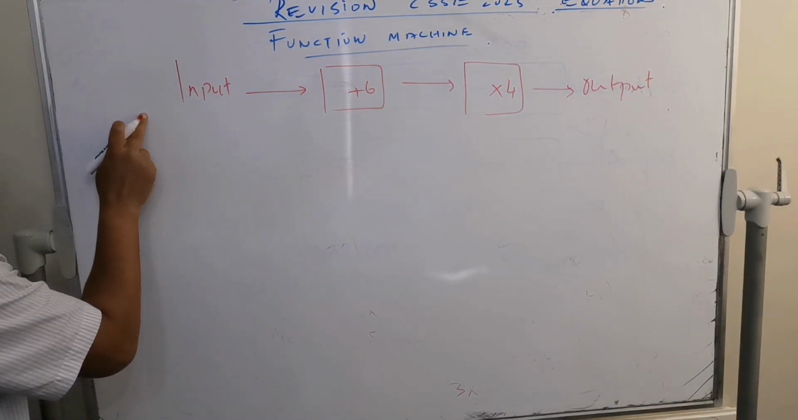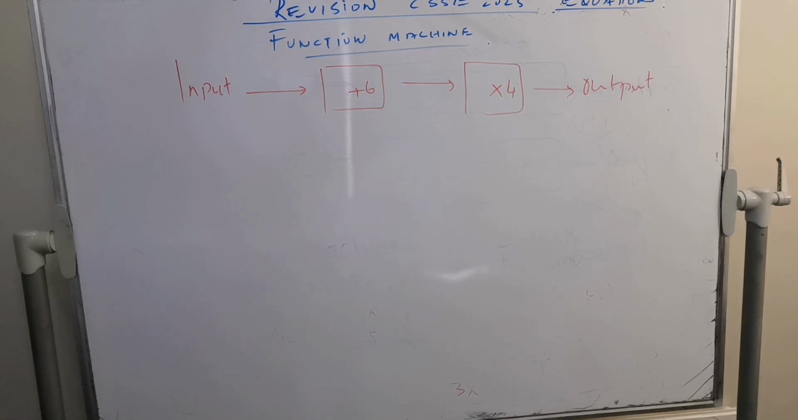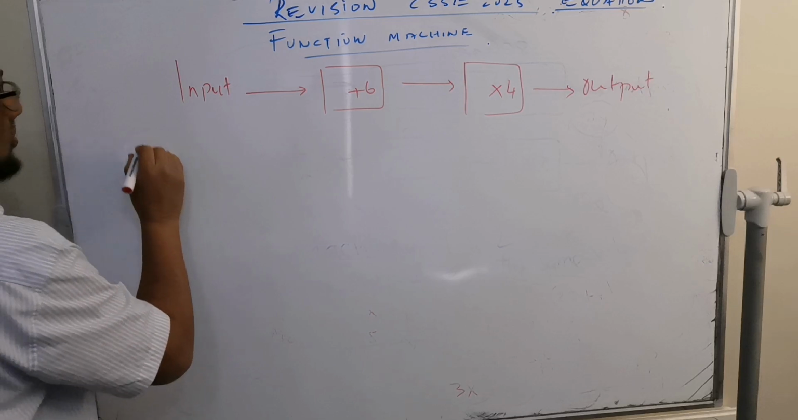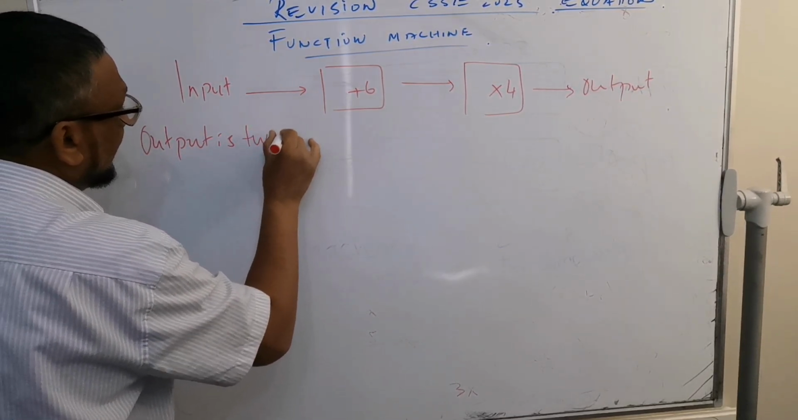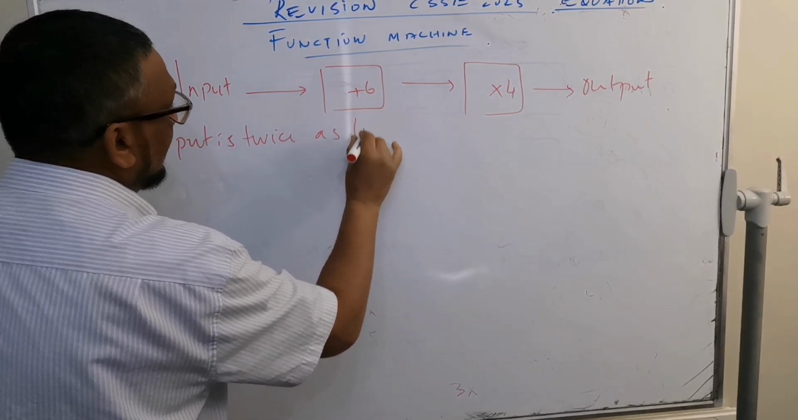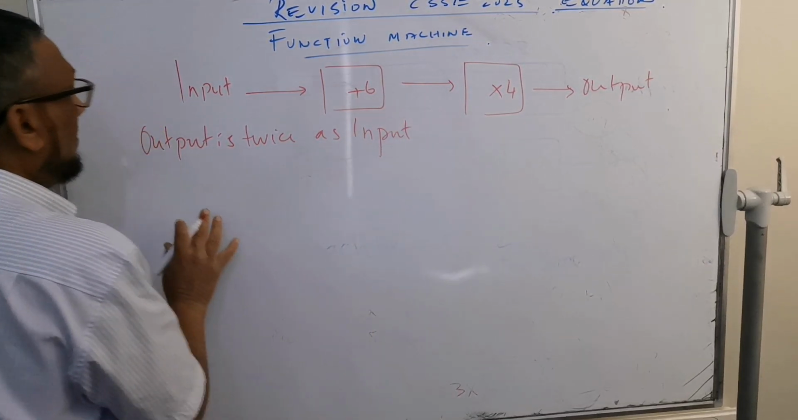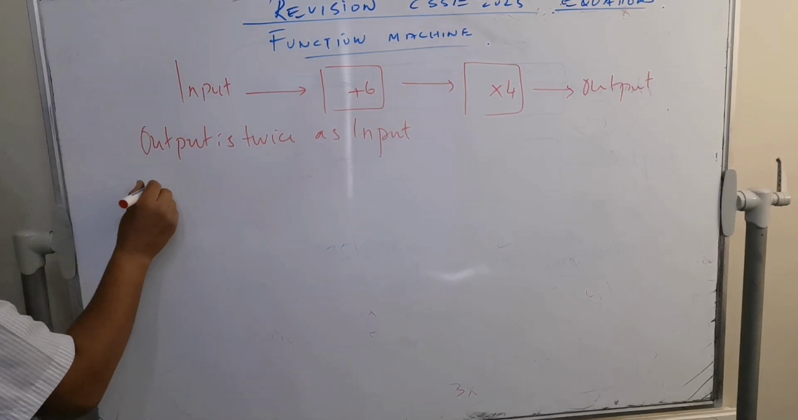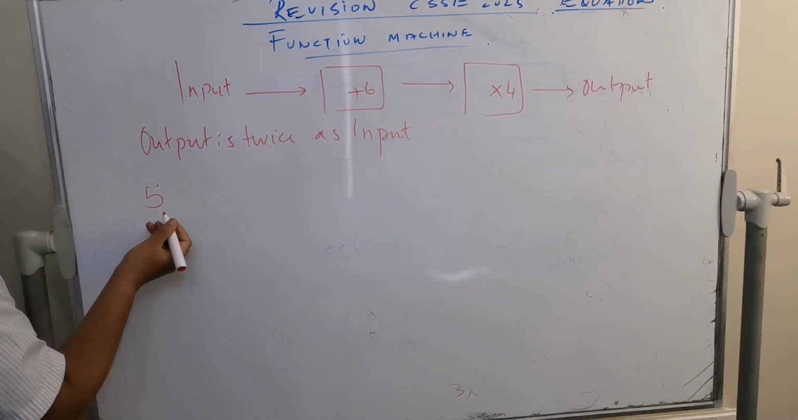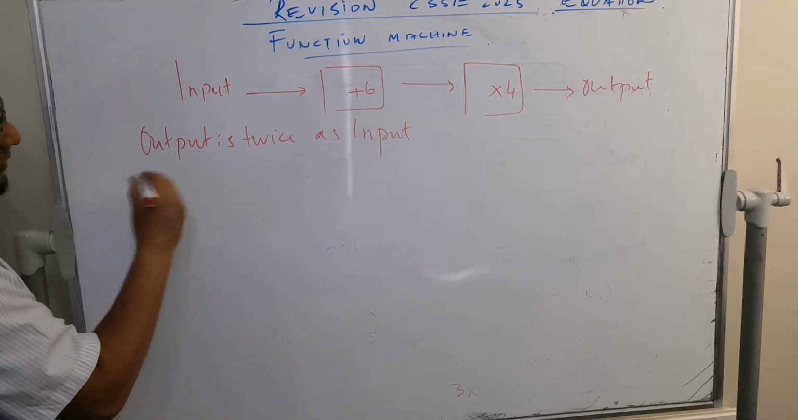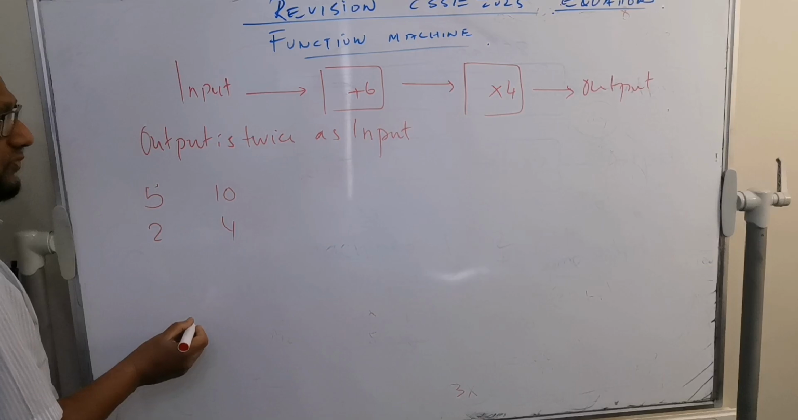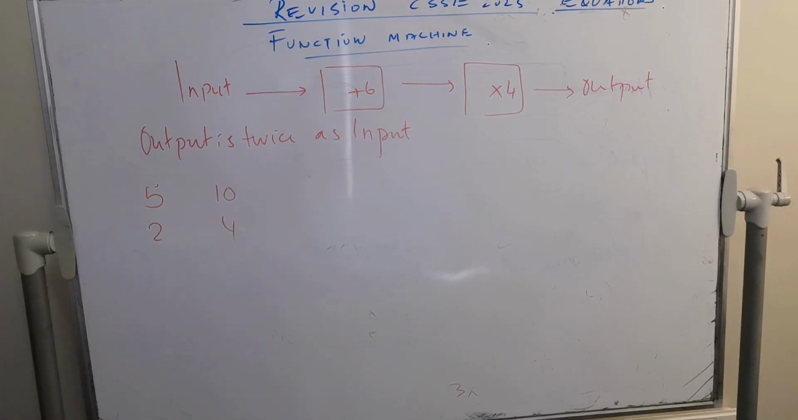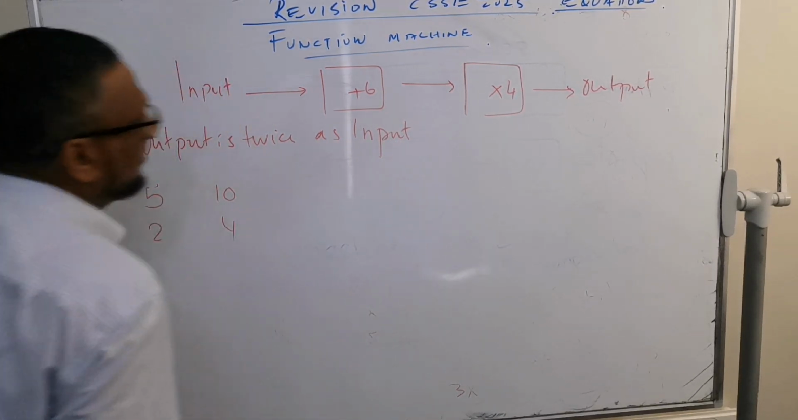The same type of question was examined in 2024. So it says the output is twice the input. So if the input is, for example, 5, the output will be twice that: 5 times 2 is 10. If the input is 2, the output is 4. Okay, this is the concept. So output is twice the input.